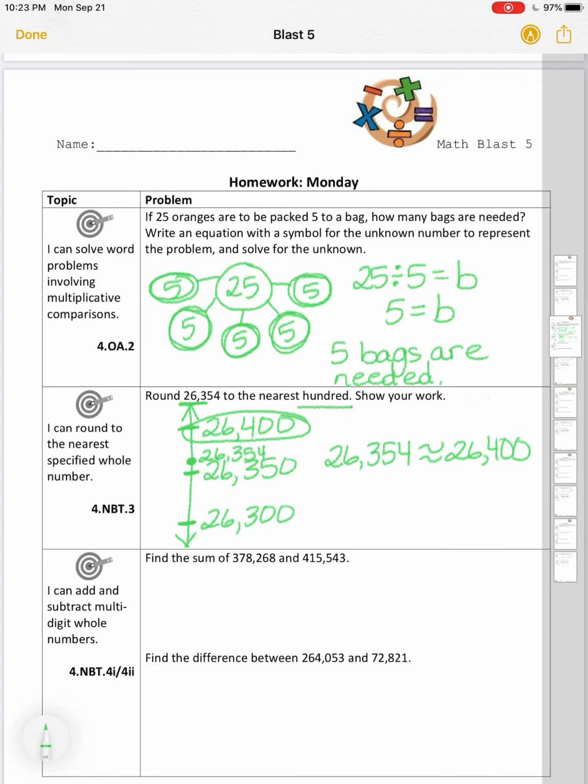I can add and subtract multi-digit whole numbers. Find the sum of 378,268 and 415,543. A sum is the answer to an addition problem. So I'm going to add my two given numbers. I want to stack these numbers so that the place values are lined up. I'm going to use an algorithm here.